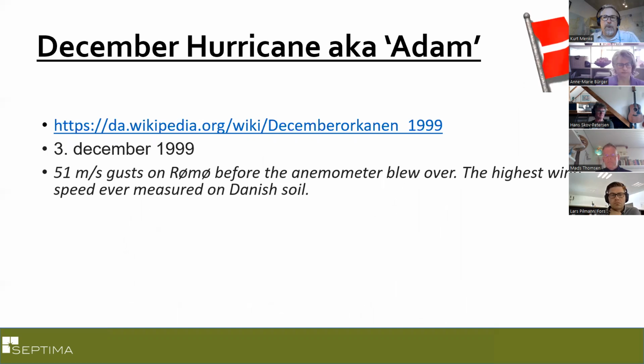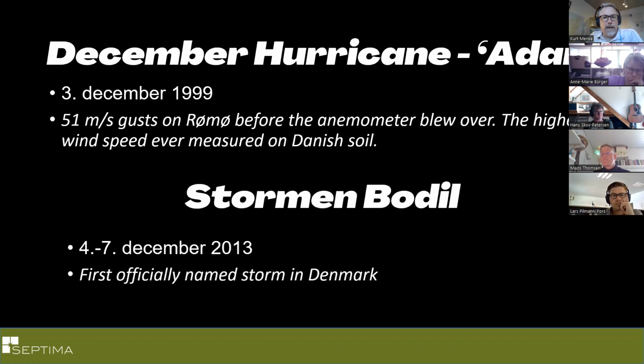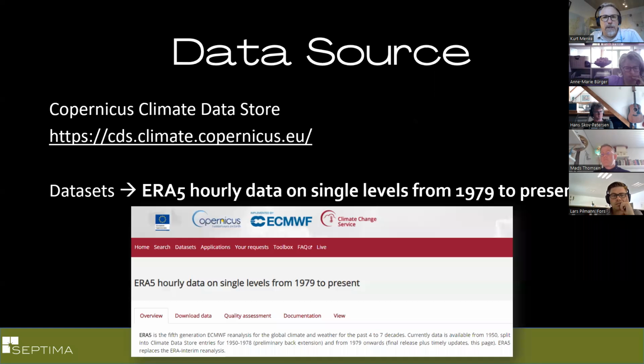And so what we're going to do is look at some data from different storms in Denmark. We're going to look at the December hurricane from 1999, which I believe is the highest wind speed ever measured on Danish soil, unless that's changed recently. And I have data for another storm, Bodil.